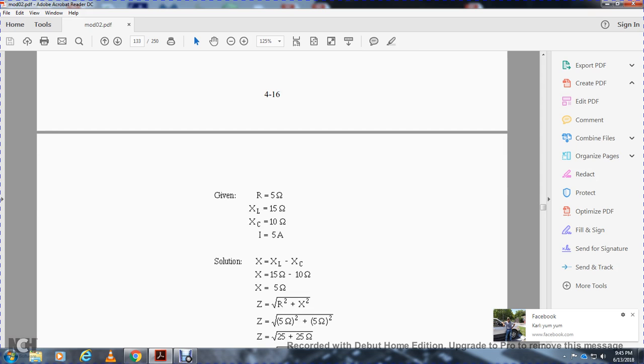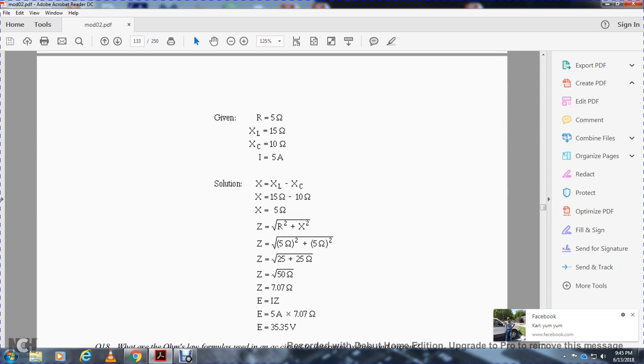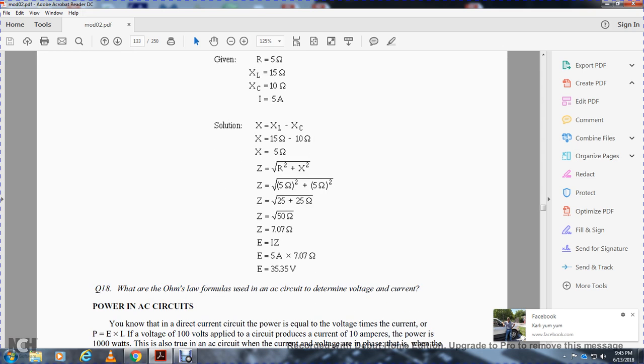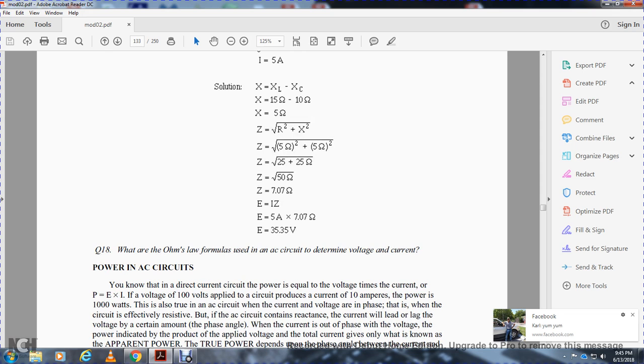The impedance is 25 plus 25, 50. The square root of 50 is 7.07. So you'd have the voltage equal to 5 amps times 7.07, 35.35 volts.